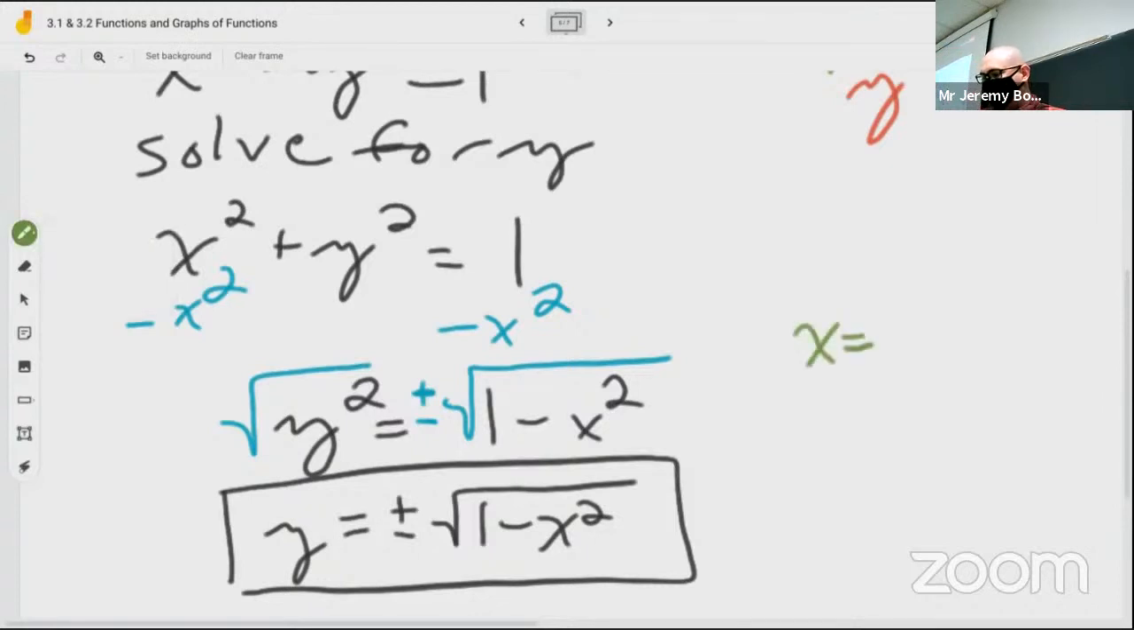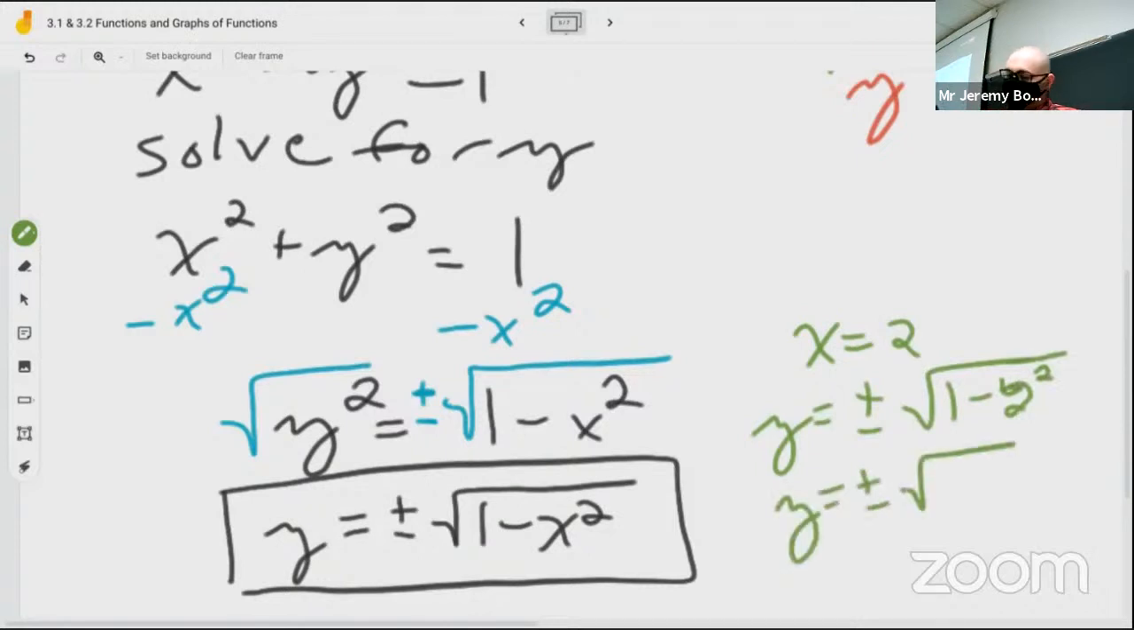So x equals 2. Then y is going to equal plus or minus the square root of 1 minus 2 squared. So y is going to equal plus or minus the square root of 1 minus 4. So y is going to equal plus or minus the square root... That's actually a really bad one because it's negative 3. So that's not even in the domain. So let's try again.